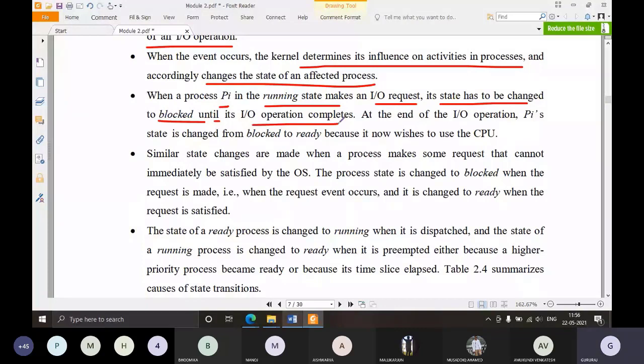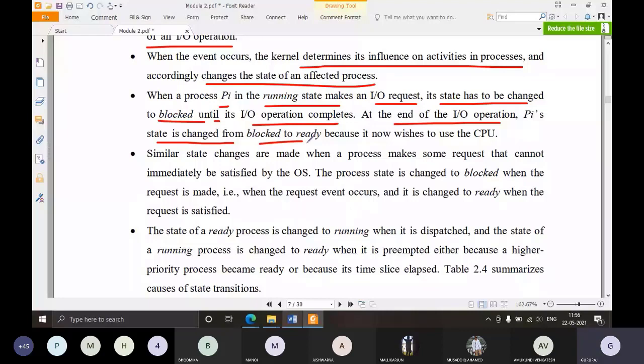completes. It can be a read from memory. Let's say you have to read 100 memory locations, or write 100 memory locations. Until that reading or writing completes, the process which has made the IO request will be blocked. It will enter the blocked state. At the end of such an IO operation, the state of the process will be changed back to ready.